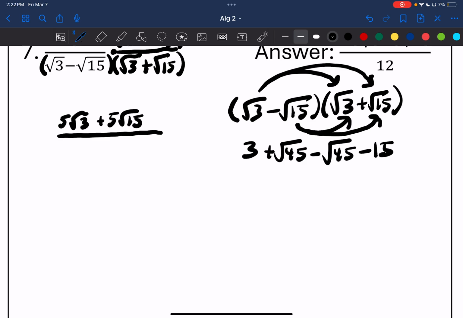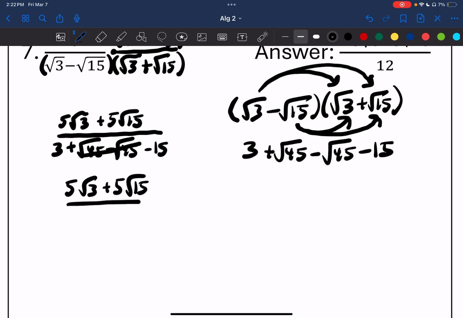All right, so down here, remember, we took this denominator, brought it over here, and multiplied it this way. And if you do it the other way, if you double distribute, you should get the same answer. I'm not going to do that here, but you should. And we can see that this would be equal to 3 plus the square root of 45 minus the square root of 45 minus 15. Positive square root of 45 minus square root of 45, that's going to cancel out. 5 square root of 3 plus 5 square roots of 15 over 3 minus 15, that's minus 12.